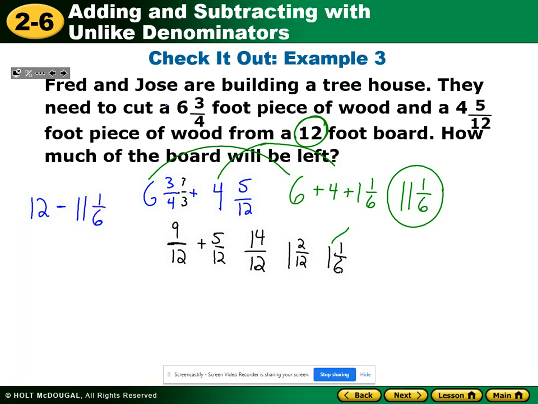Okay. Time to borrow. I don't want that to be 12 anymore. I want it to be 11, and I'm going to take that 1 that I borrowed, and I'm going to make it 6 over 6. Hopefully you're saying, I know why you made it 6 over 6. Because that means you were paying attention. 6 over 6, because they have the same denominator now. So 11 minus 11 is 0. Oh, I don't have to write 0 down. 6/6 minus 1/6, that's 5 over 6. 5/6 of a foot is all they have left out of their board that was 12 feet long.